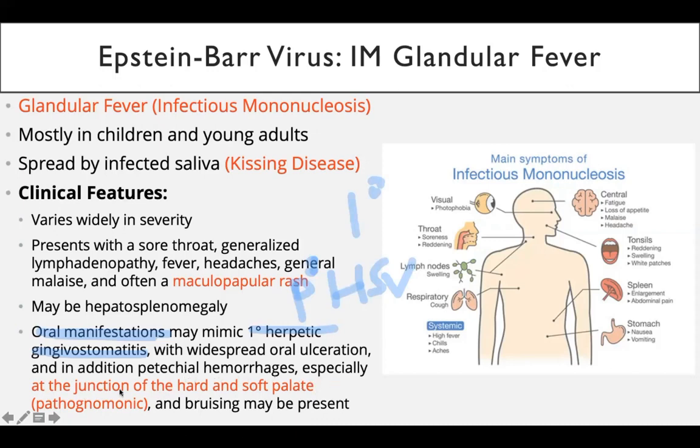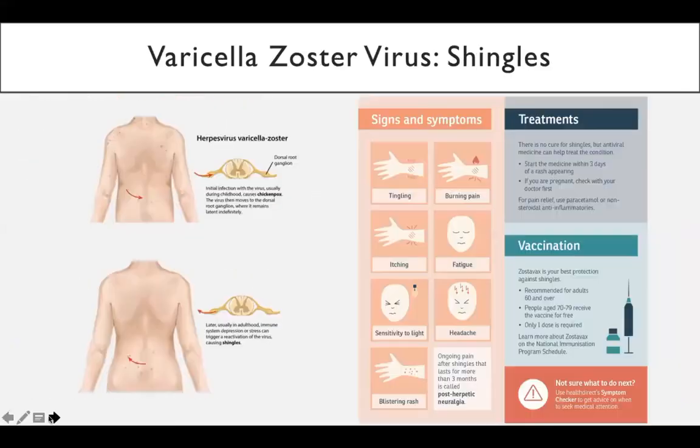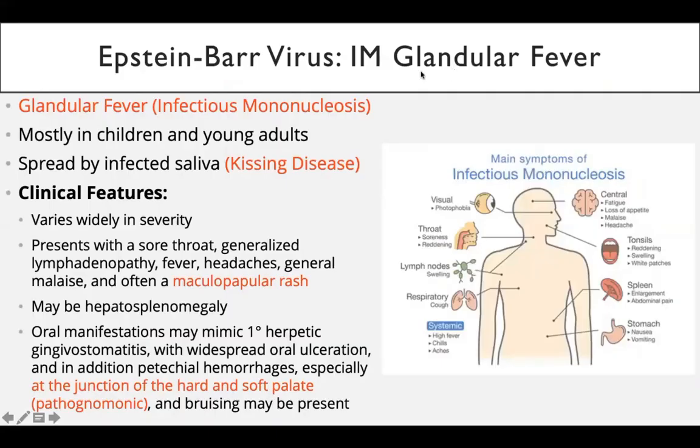Petechial hemorrhages, especially at the junction of the hard and soft palate, not all over the hard and soft palate, because all of the hard and soft palate was covered by Coxsackie A, and the tongue was coated by HSV. And now at the junction of hard and soft palate, unlike Coxsackie A, is a pathognomonic feature for Epstein-Barr virus, glandular fever, infectious mononucleosis. Do you remember? Let's go back. You see this, you remember this? Coxsackie A, herpangina type A, hard and soft palate, not distinguished. But now in infectious mononucleosis, glandular fever, kissing disease, at the junction of hard and soft palate is a pathognomonic feature, and there can be bruising.